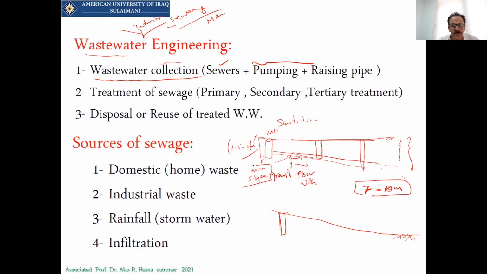Minimum slope, it should be a slope that will... the slope of the line should be enough to just let the flow of the sewage go by gravity and not accumulate here. Now in Slemani we have this case.